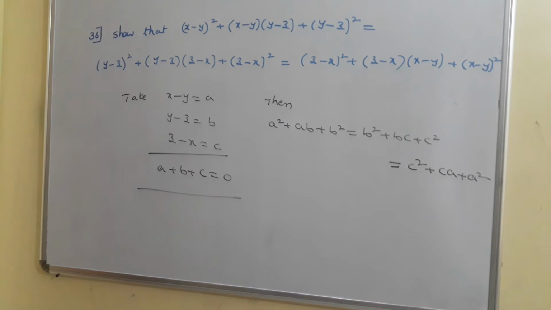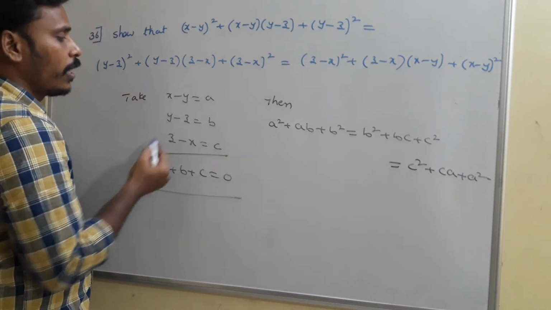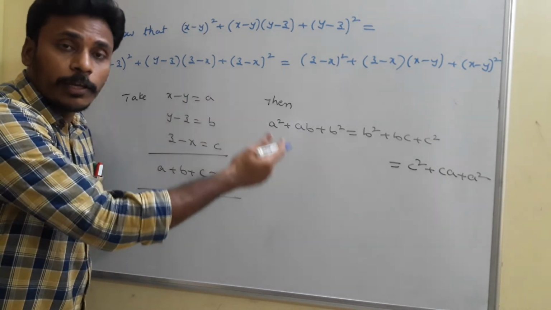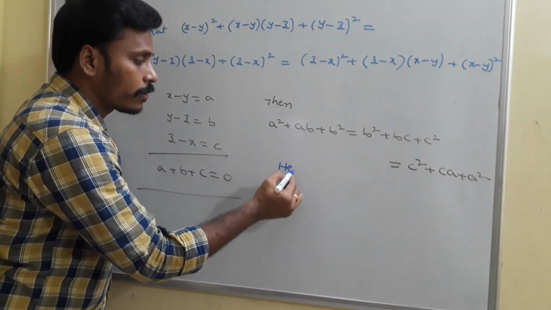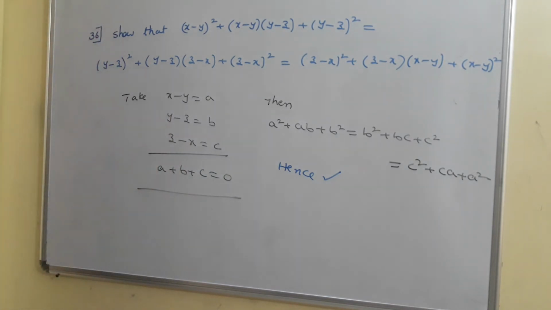And now what is A, what is B, what is C? A is this x minus y, B is this y minus z, C is z minus x. If you replace these A, B, C in these three expressions, hence it is clear. Just have a look.